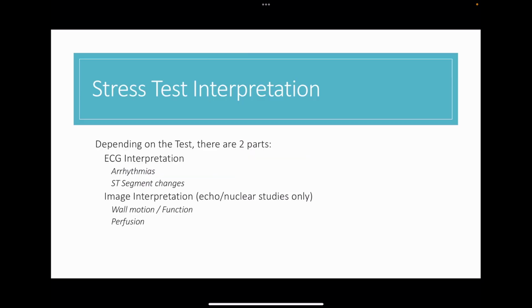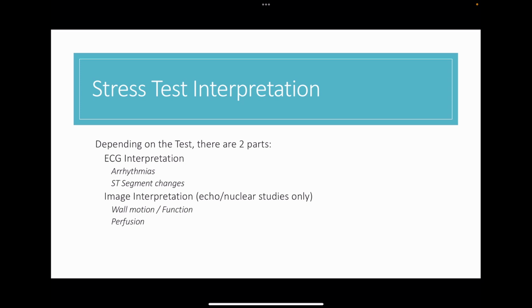So when a stress test goes on, there are two things going on. We have the imaging and we have the ECG tracings. ECG interpretation: looking for any arrhythmias. Did anything pop up that was new when they were exercising and stressing themselves out? Any ST segment changes, whether down or up? Do they show any ischemia, or do we have actual damage with infarction?